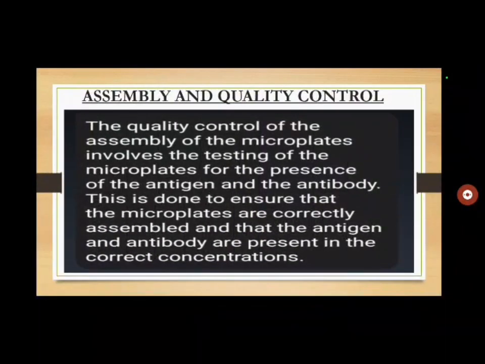Assembly and quality control. The quality control of the assembly of the microplates involves the testing of the microplates for the presence of the antigen and the antibody. This is done to ensure that the microplates are correctly assembled and that the antigen and antibody are present in the correct concentrations.